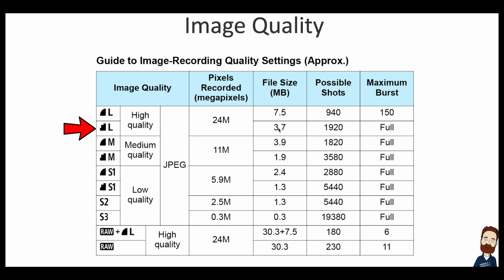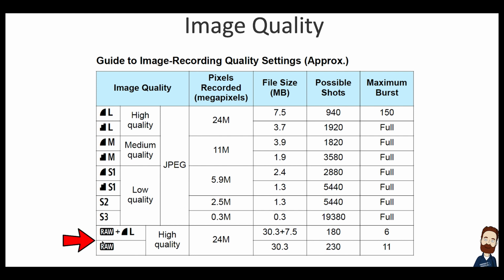If I use that standard quality, it's going to be half that. And notice the difference in shots I can get based on an 8 gig card. And then there's always some kind of cache or maximum burst rate that says how many pictures you can take before your camera quits taking pictures because it's so busy processing the files.